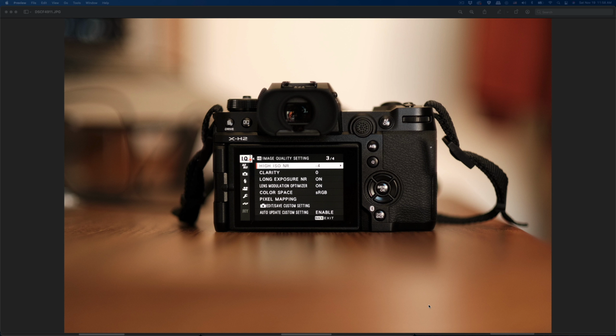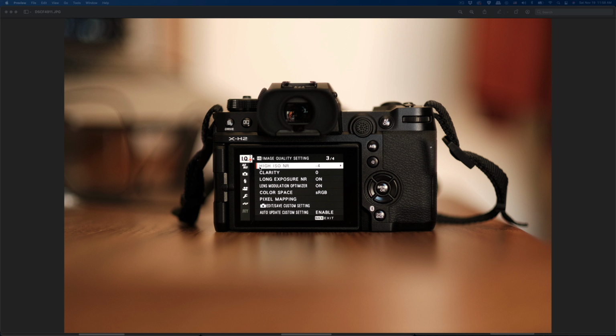Hello everyone, today I'm going to check out one of the settings in the Fujifilm camera. As you can see, this one is the XH2. It's called high ISO NR. Usually I set it to -4 in my previous cameras, like the XT4 and others. I have some previous videos talking about it.